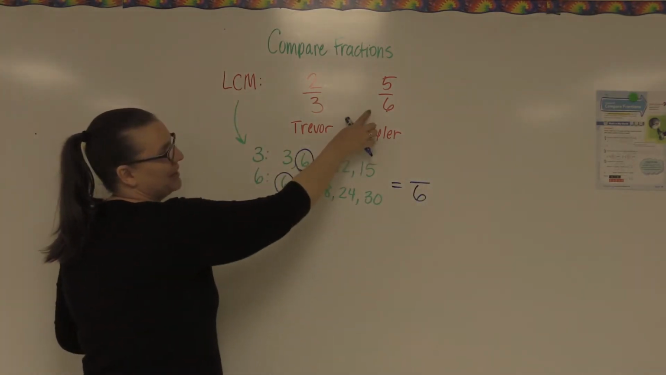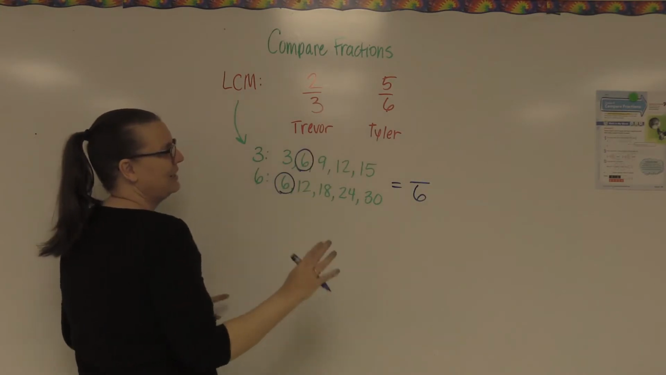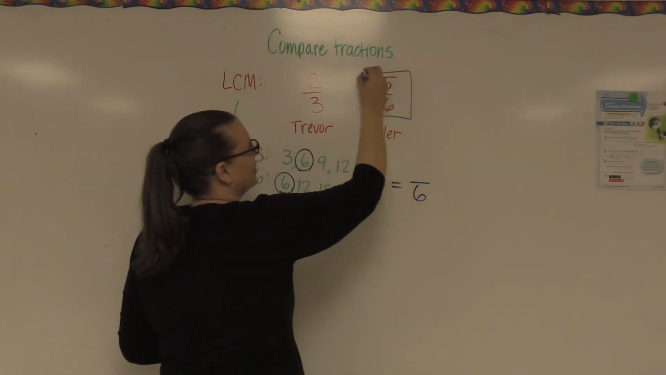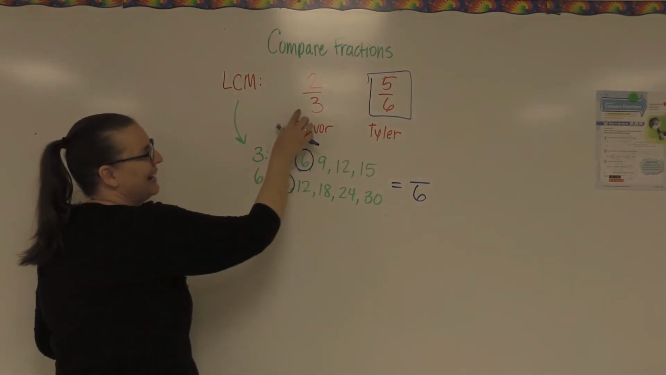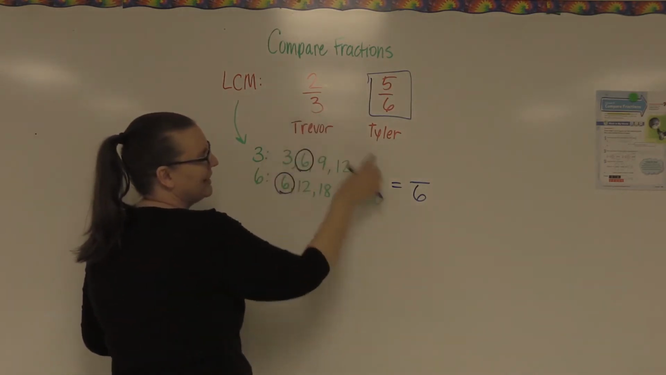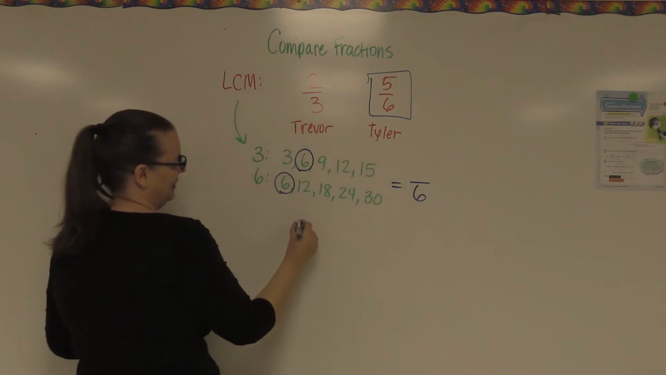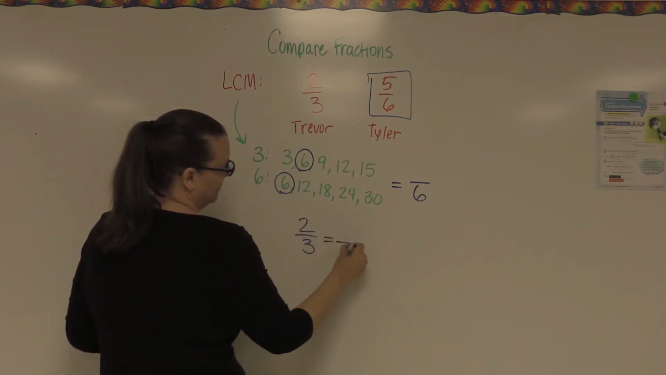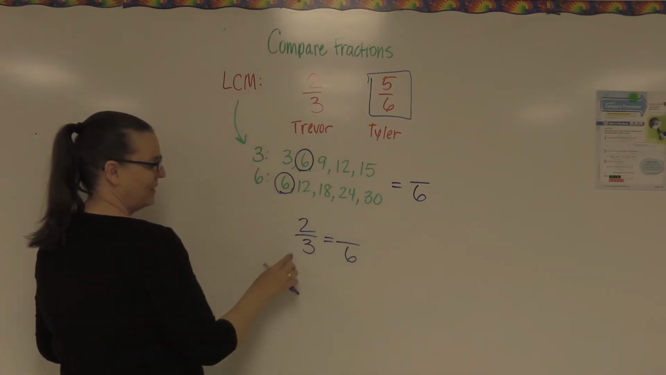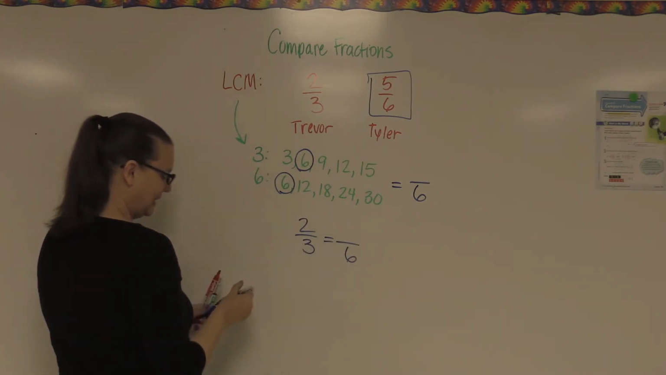Now, we're lucky because Tyler's number is already in 6ths, so his is done. I'm just going to put a box around it to remind me. That one's done. I don't have to do anything to it. Well, Trevor's is not. I need to take 2/3 and turn it into 6ths. So this is finding an equivalent fraction. This is what we know so far, right? We want to take this fraction and turn it into 6ths.